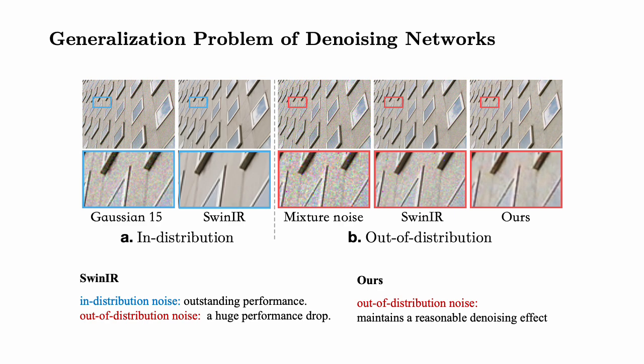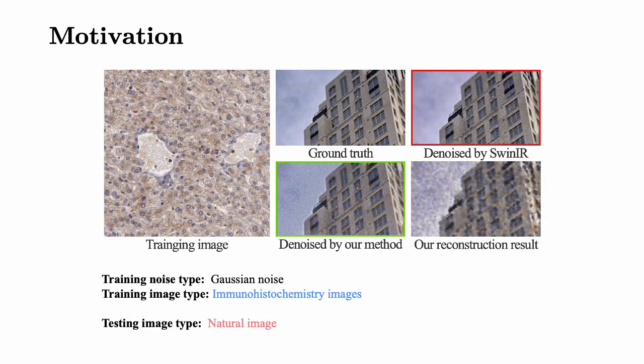We argue that the reason for the poor generalization ability of the denoising models is that the training method makes the model focus on overfitting the training noise instead of learning the image reconstruction. We conduct a simple experiment for verification. We trained a SwinIR denoising network using images that greatly differ from natural images, immunohistochemistry images. We synthesize training data pairs using Gaussian noise, and then assess the model's performance on natural images with Gaussian noise. The results are presented in the figure.